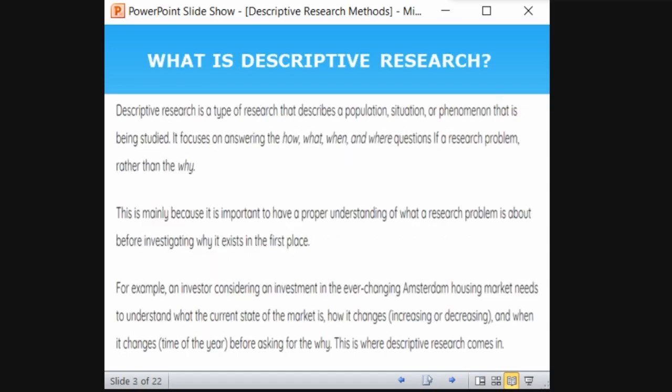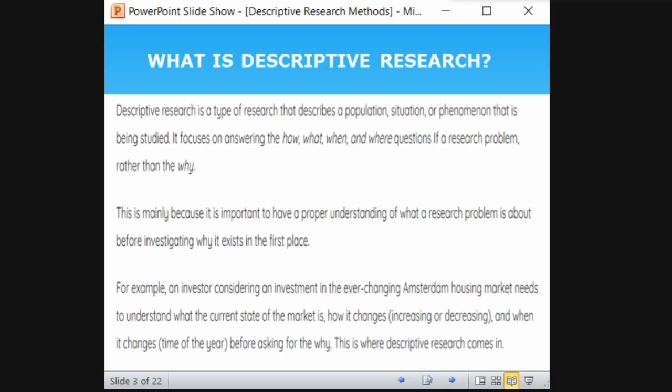So descriptive research is a type of research that just describes a population, a situation, or a phenomenon that is being studied. It just describes it, right? It focuses on answering how, what, when, and where questions of a research problem. It just focuses on answering these questions when studying the problem in detail, rather than the why. Only how, what, where, and when instead of answering why.